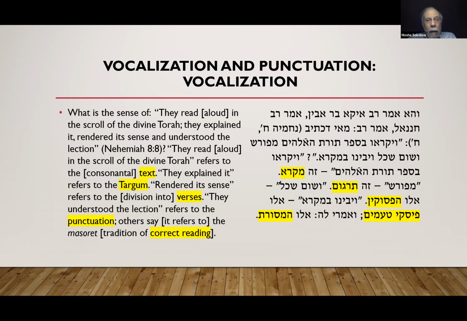So what the Talmud does, and this is rather typical, is that it takes every word or every phrase in the verse and interprets it as part of the process of developing the text. So it says as follows. The opening phrase, Vayikru'u b'sefer Torah Elohim, that they read aloud from the text of the Torah, from the divine text. It says, Ze Mikra. You can see the matching highlight in the English translation. That's Mikra. That's the consonantal text itself. Miforash, Ze Targum. That is the Aramaic translation or version of the Torah.